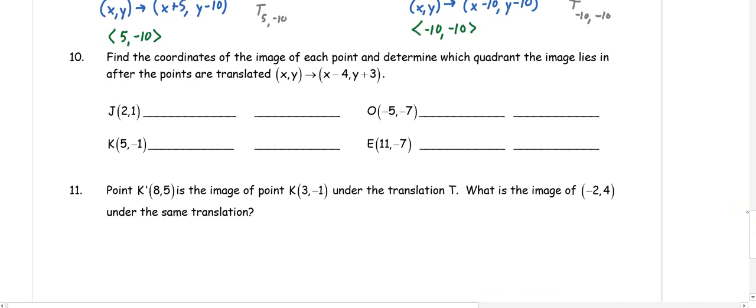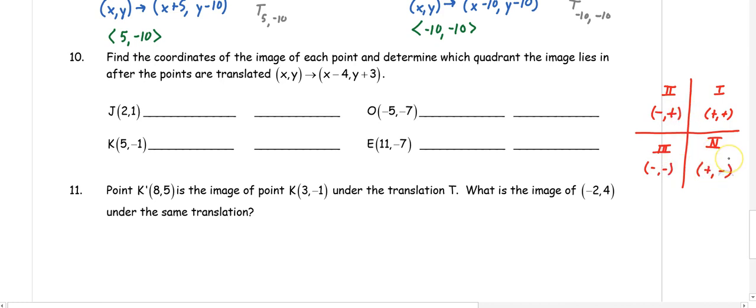Number 10, find the coordinate of the image of each point and determine which quadrant the points lie in. So as a quick review about quadrants, remember that we have 4 quadrants on the coordinate plane. They're numbered counterclockwise. In the first quadrant, both points are positive. In the second quadrant, our x is negative, but our y is positive. In the third, they are both negative. And in the fourth, the x is positive, but the y is negative.